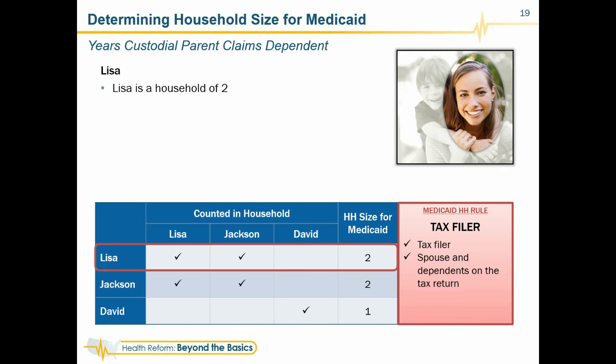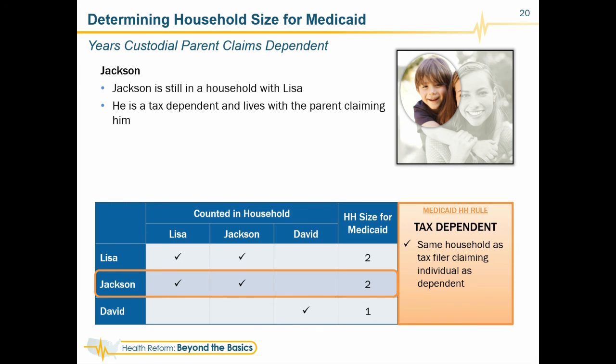There are two people who are going to be counted in Lisa's household, Lisa and Jackson. And that's because if you look under the Medicaid rules, she's a tax filer. And for a tax filer, we include the filer and their spouse and dependent. So here we've got Lisa and Jackson. It's a household size of 2.